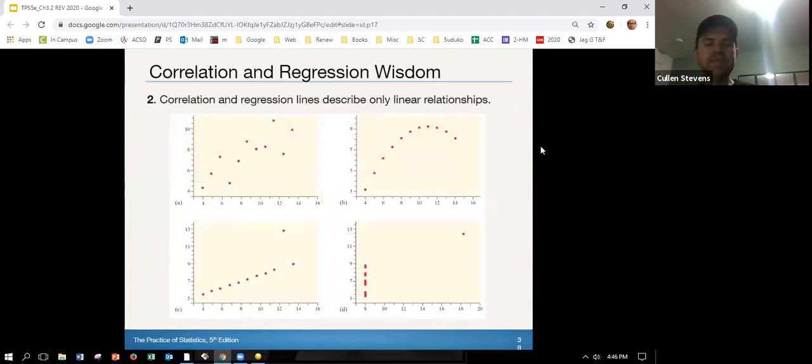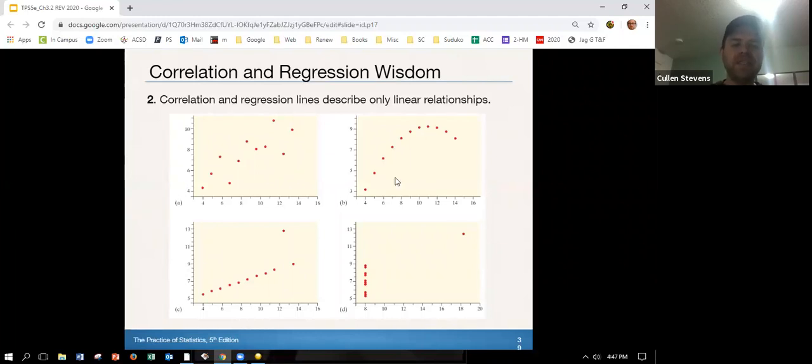Another thing that's important is that correlation and regression lines describe only linear relationships. This is one of those things where you really have to be careful and you have to catch this by yourself. Remember that when we're doing hypothesis tests and confidence intervals, the calculator doesn't know to check the conditions for us. It just does it. We have to check it for ourselves.